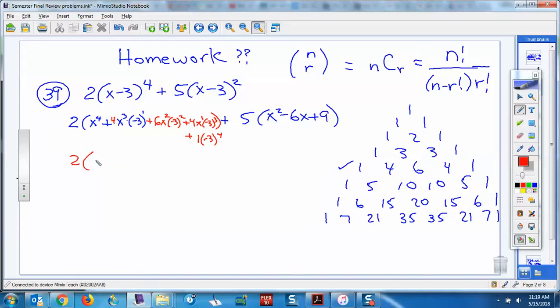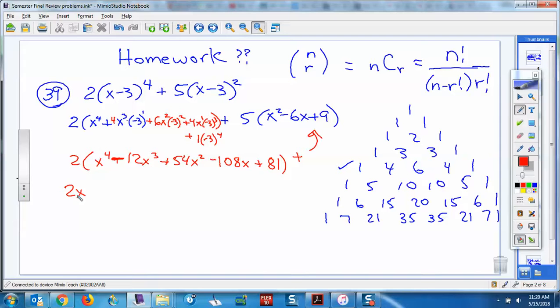So we're going to have 2, we're going to have x to the fourth, we're going to have negative 12 x cubed, we're going to have 9 times 6 is 54 x squared, we're going to have negative 3 cubed is negative 27 times 4 is what, 108? Negative 108 x, and then what is this? Negative 3 to the fourth, 81, positive 81. Okay, and then plus that.